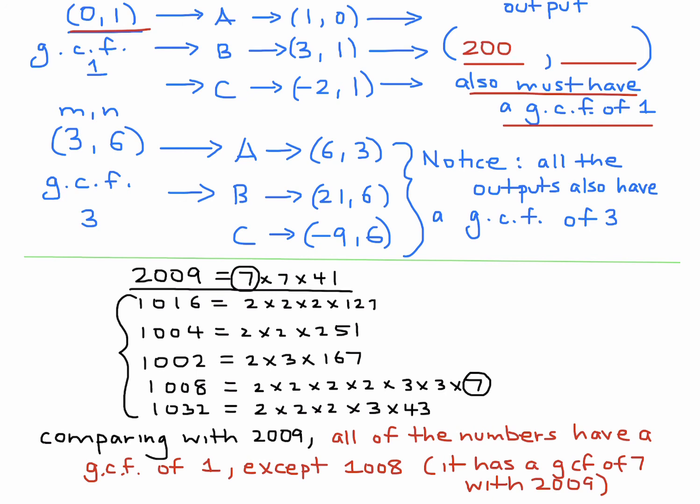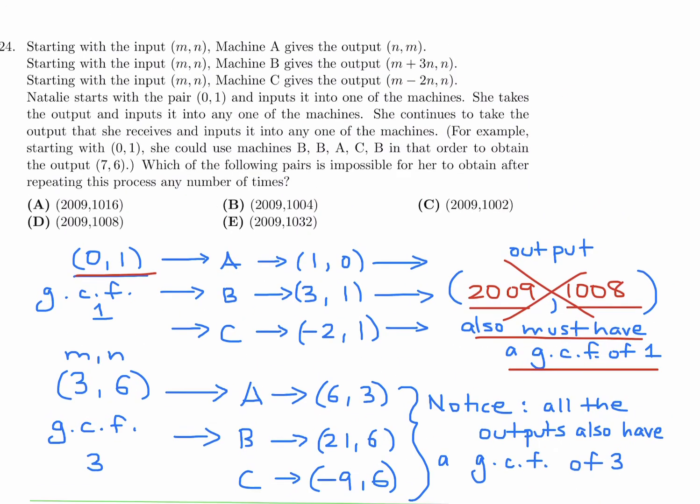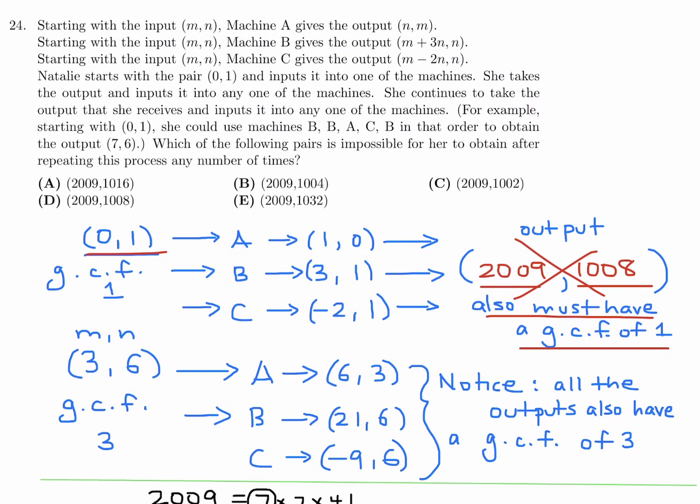If you put 2009 and 1008 here, that won't work because these two have a GCF of 7. And there's no way to get a GCF of 7 if you're starting with 0, 1, because the GCF is maintained throughout this process. So that is the only one that is not possible. All the other ones can be placed in there as an output. So, number 24, the answer is D.